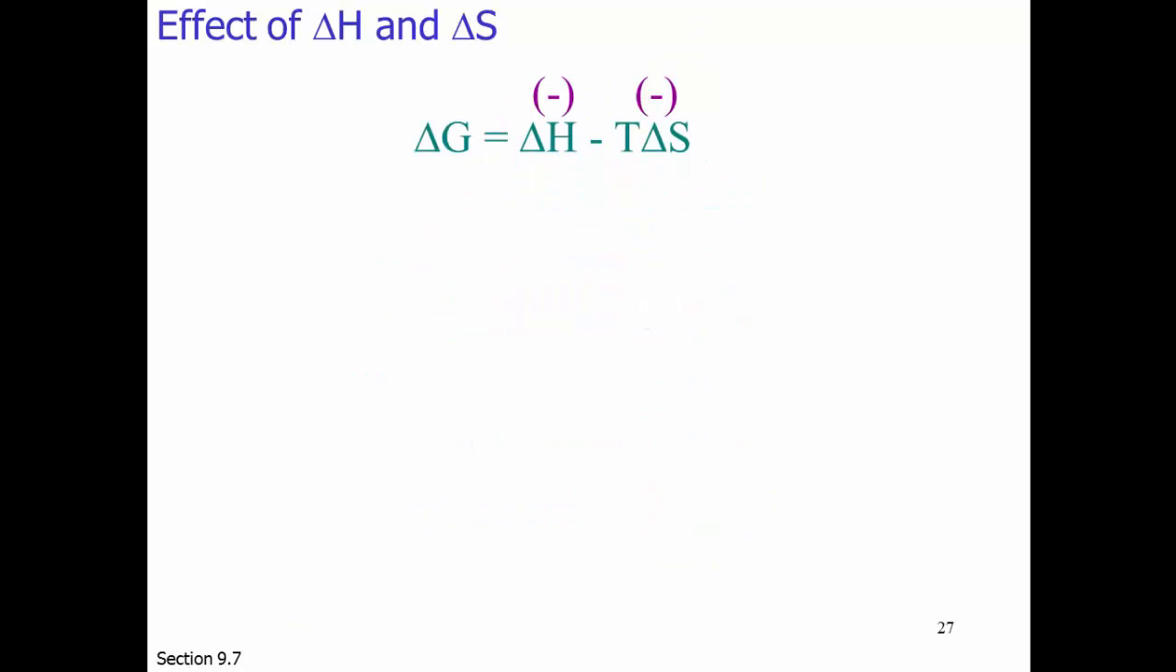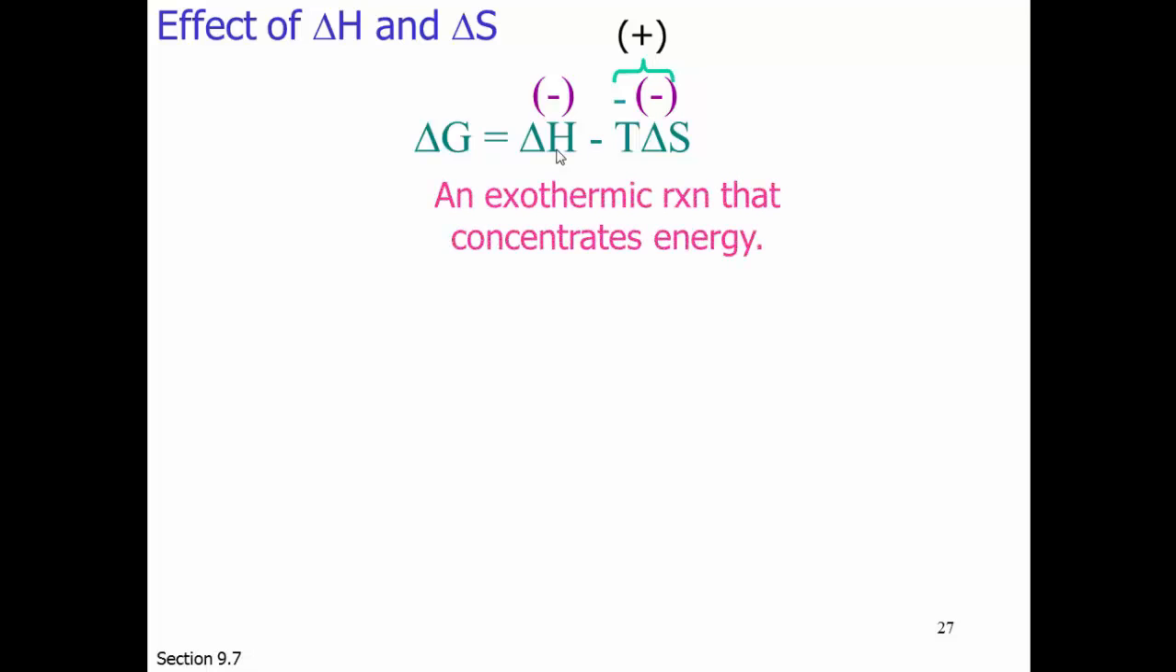Let's try another combination. Delta H is negative, delta S is negative. That means the minus T delta S term is positive. If you add a negative and a positive, can you ever get a negative? Well, sometimes. The positive value needs to be small. And the way we control this is by making sure that the temperature is low. If the temperature is low, the positive term is small. The negative term wins, and delta G can be negative.